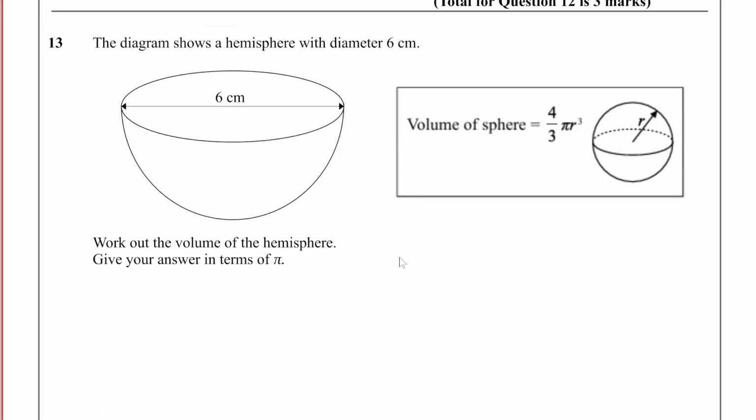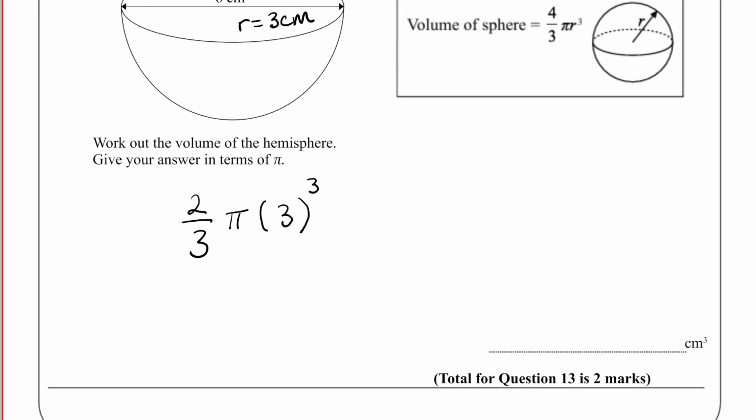Question 13. The diagram shows a hemisphere with a diameter of 6 centimeters. If the diameter is 6, that means the radius is 3. Work out the volume of the hemisphere. So the volume of a whole sphere is 4/3 pi r cubed. So the volume of half of that is just half. So 2/3 times pi times the radius cubed.